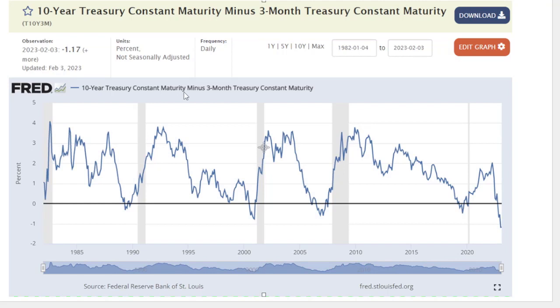And this is the 10-year minus the 3-month. Again, recession shading in gray, and below this black line is inversion. So inversion, recession, inversion, recession, inversion, recession, inversion, recession. Look how deeply inverted we are now. So just based on probabilities, yes, I think absolutely we're going to have a recession.